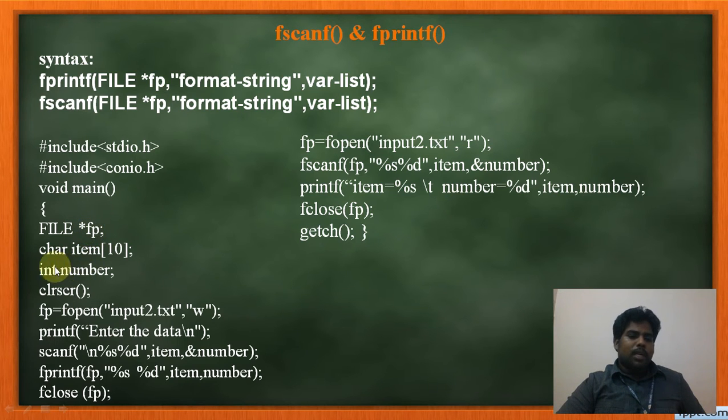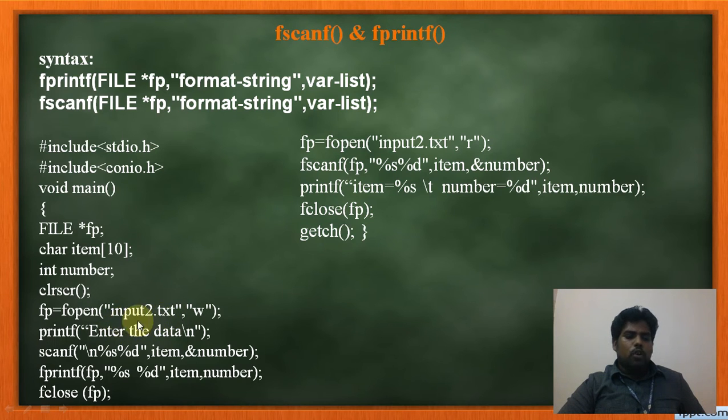I am declaring two variables here. One is item, a character array or a string. And the second one is int number. One character array and one integer variable, two variables I declared here. Then I declared the file pointer, right? Using this file pointer, I am opening the file. fp equal to fopen. This is the function used to open the file. What's the file name here?